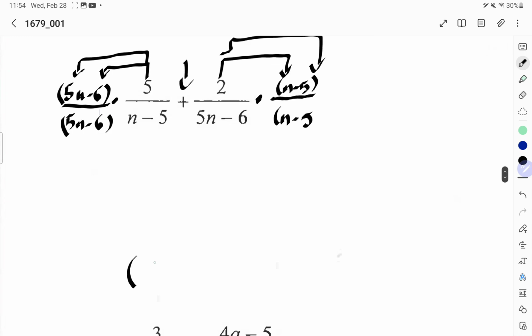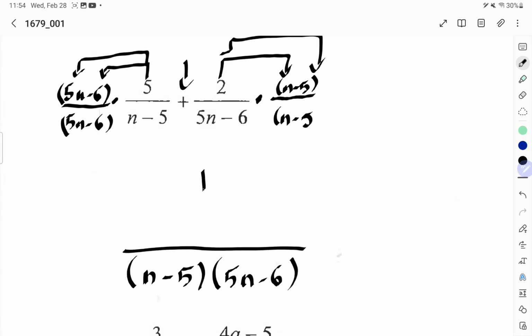And your denominator should look like this. This is the bottom one, so you should know what goes on the bottom already. 5n minus 6, or n minus 5, and then 5n minus 6. That's going to be your denominator. All you have to figure out is what's going to go right there. Okay? So I'm going to leave it like that and go ahead and just finish the rest of the assignment.